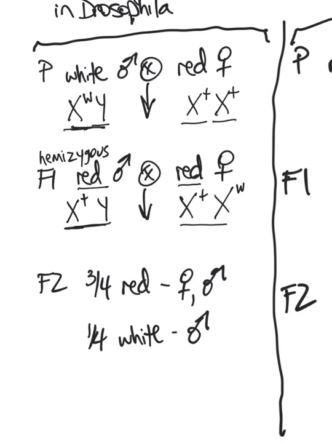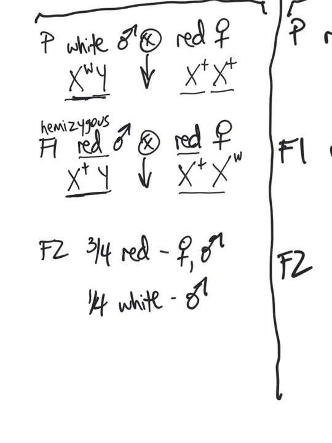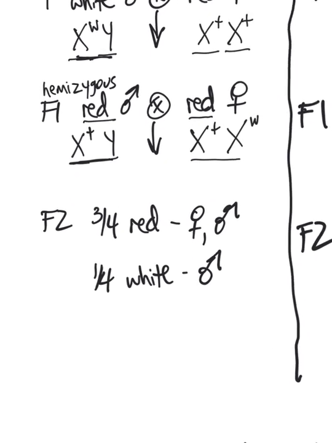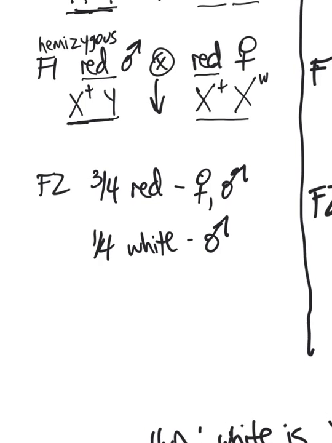So we've established our genotypes in the F1. We've established that the wild type allele in this case is dominant to the mutant white allele. And let's see what happens when we cross this hemizygous red F1 male with the heterozygous red F1 female. If we just scoot things up a little bit, I'm going to make myself a little bit more room.